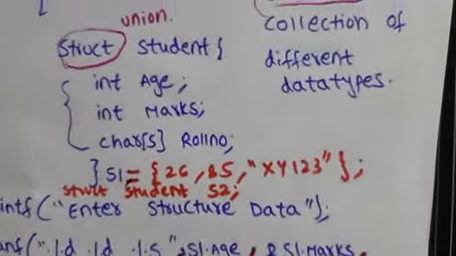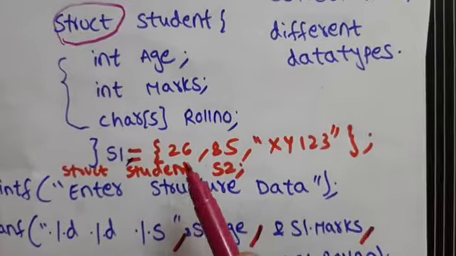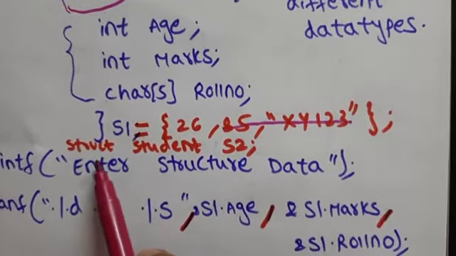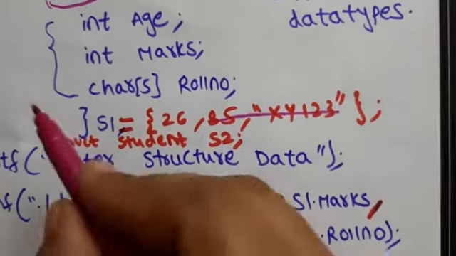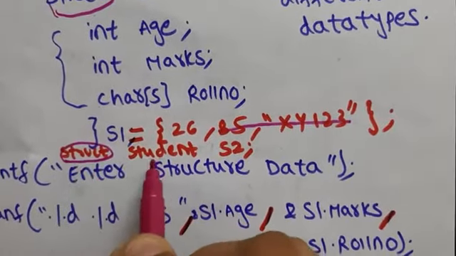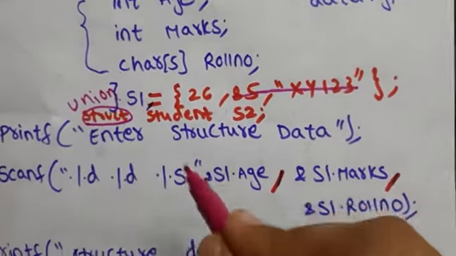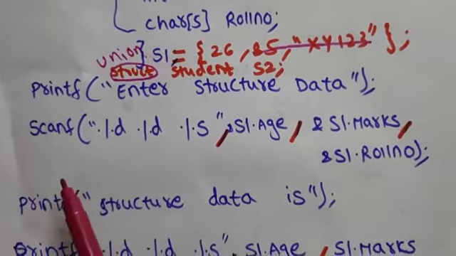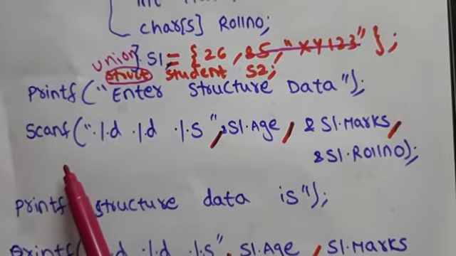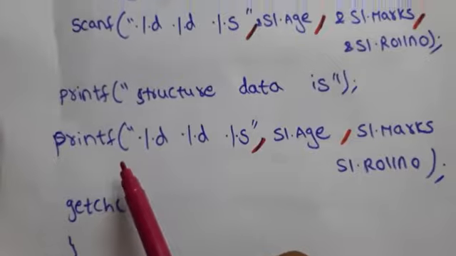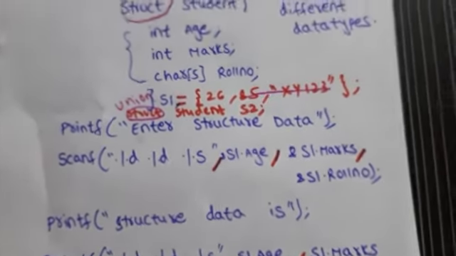One more thing we discussed is that here you cannot give three data, so I am striking off this; only one you can give. Instead of struct student s2, it becomes union student s2. In the same way you scan the data and print the data, everything follows the same.